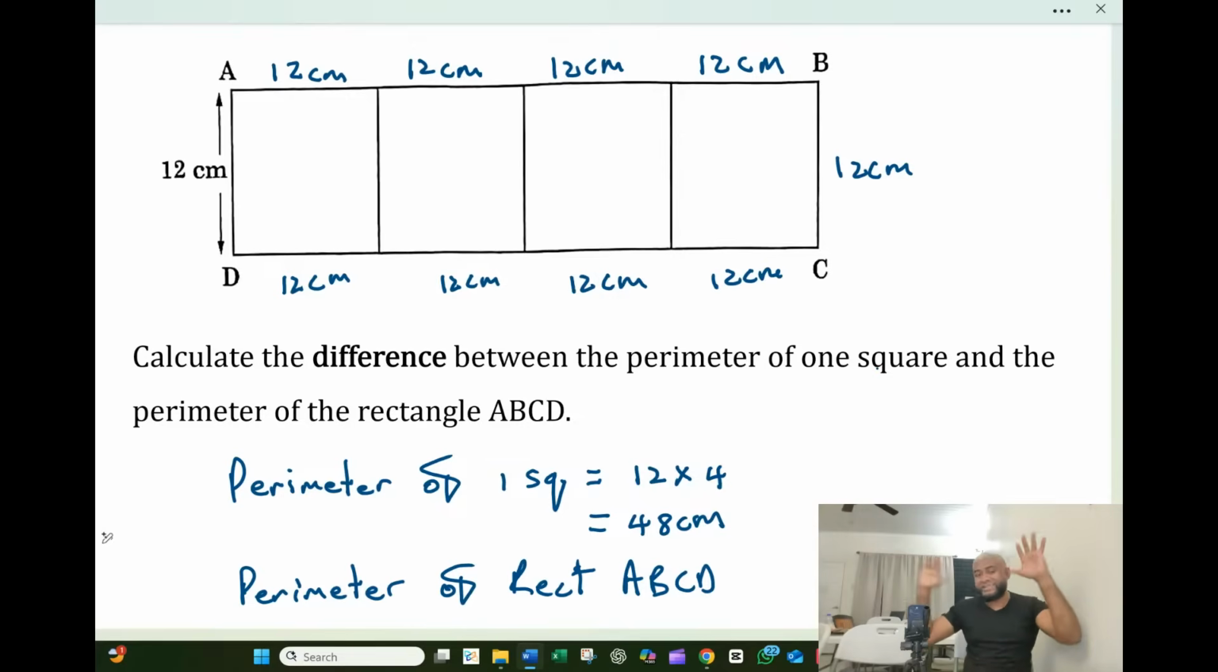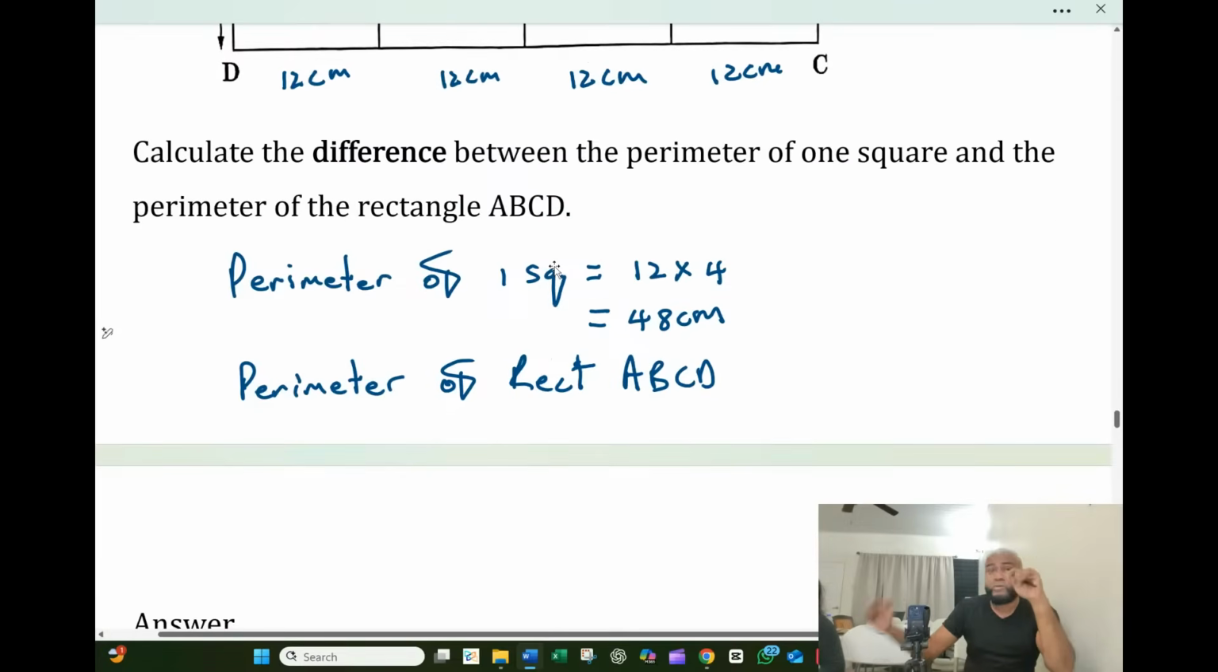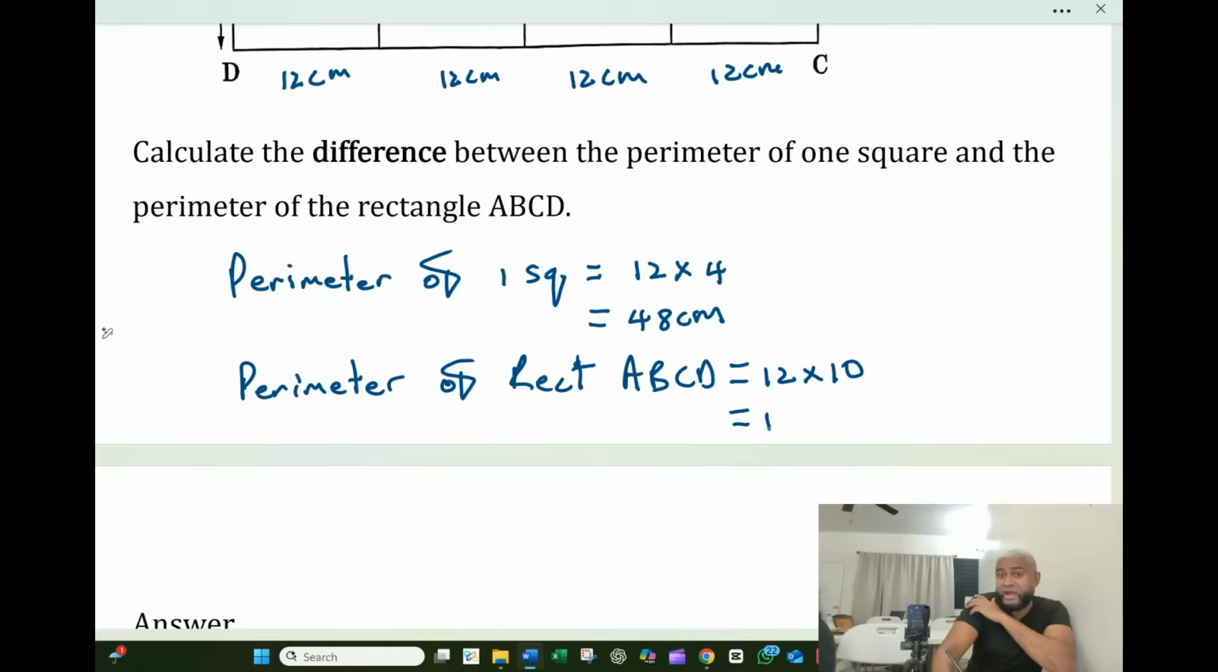4 and 4 is 8 and 2 is 12, right? So I can simply multiply 12 because it's 1, 2, 3, 4, 5, 6, 7, 8, 9, 10, right? I'm just trying to give you all a short one. You could say 12 plus 12 plus 12 is 48. This length will be 48, here will be 48, and then you have to add 12 and 12. Or you can simply just do 12 multiplied by 10, which will give me 120 centimeters. That's the perimeter of the rectangle.